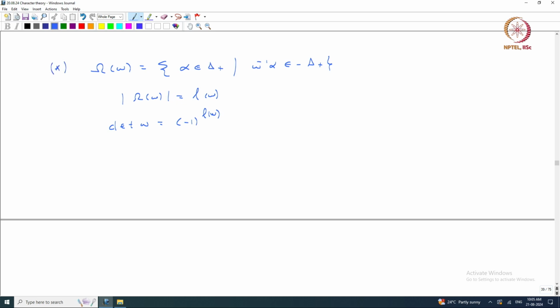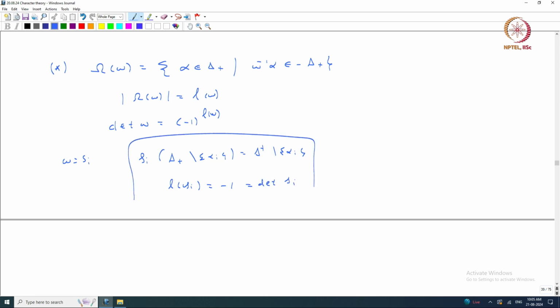Note that this is indeed true for a simple reflection S_i. When W equals S_i, we know that S_i of delta plus, minus alpha_i, is nothing but delta plus, minus alpha_i. In particular, the length of S_i is nothing but 1, and the determinant of S_i is minus 1. So this is the reason this is holding. Now we use induction to analyze what will happen to the length of W S_i, induct on the length, and then try to prove this.